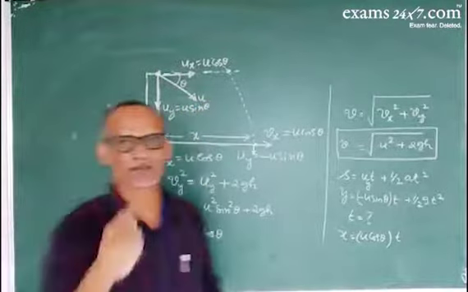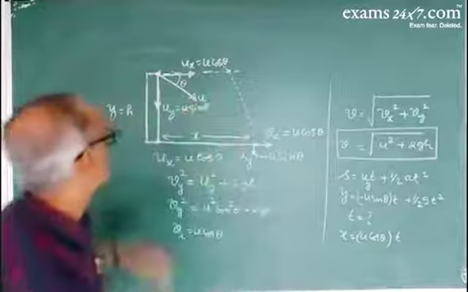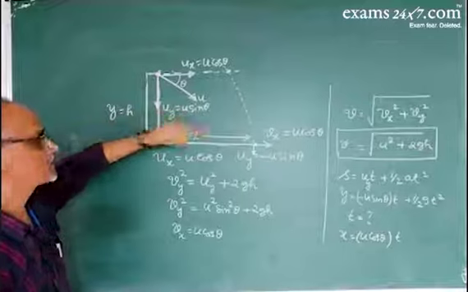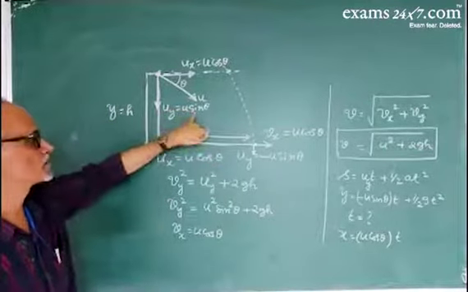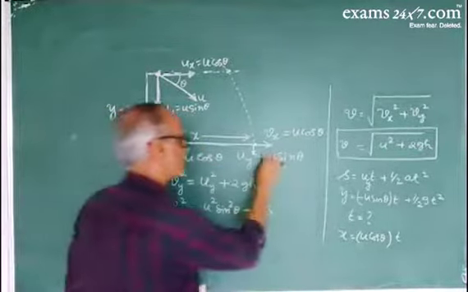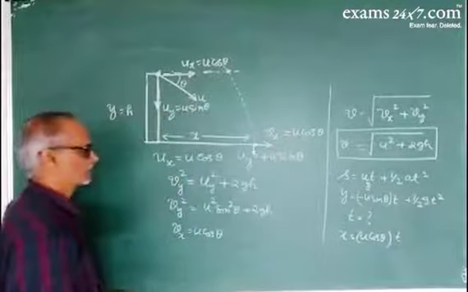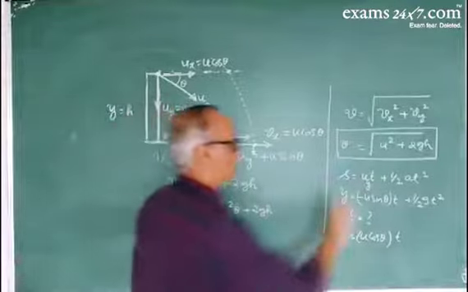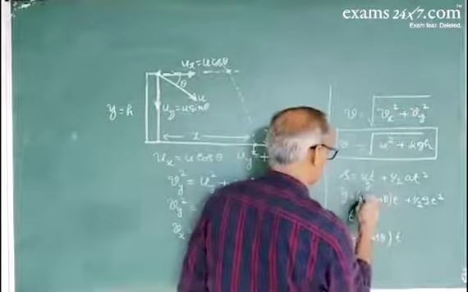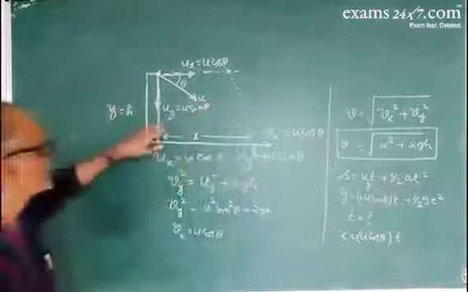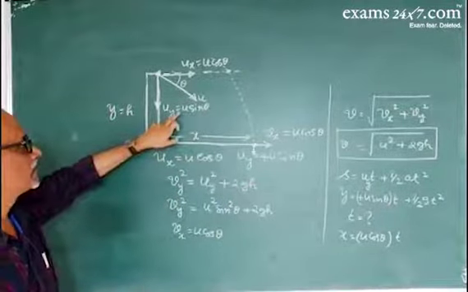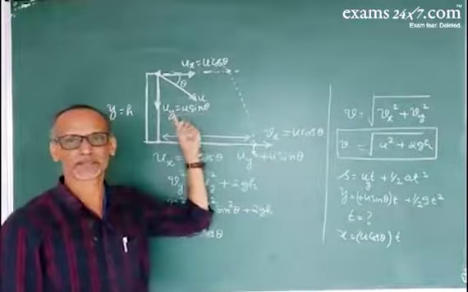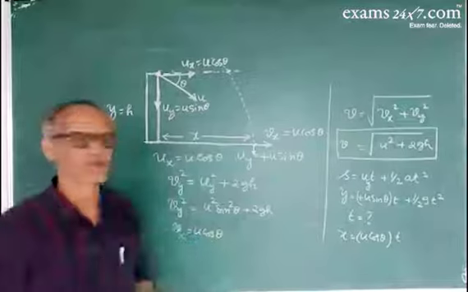So the difference between the previous case and this case is that in the previous case the value of uy was minus u sine theta, and this time it is plus u sine theta. So here we get a plus value. The rest of the equations remain the same. Wherever there is minus u sine theta in the previous case, you have to replace it by plus u sine theta, and the rest of all the equations are the same.